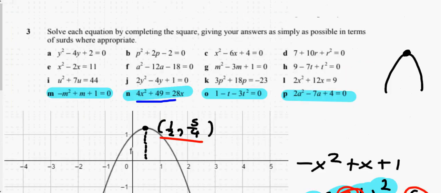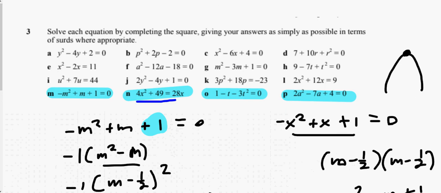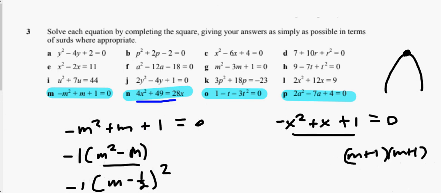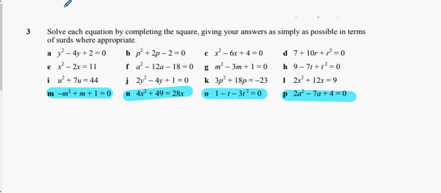Now, once we did that, what we're going to do next is we're going to use the answer for n. There's lots of layers to these questions, alright? So the answer for n, we're going to bring the 28 over the other side. So Kamiska, what happens when I bring the 28 over the other side? Okay, perfect. Now, minus 28x, and then plus 49.